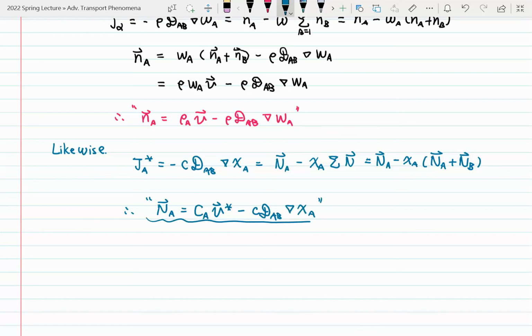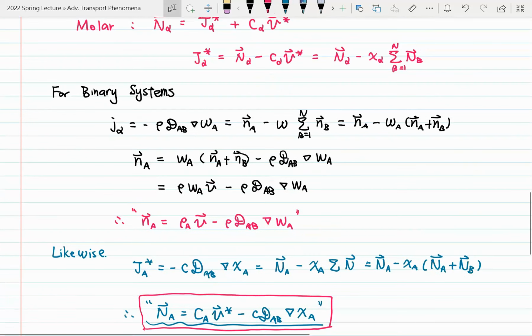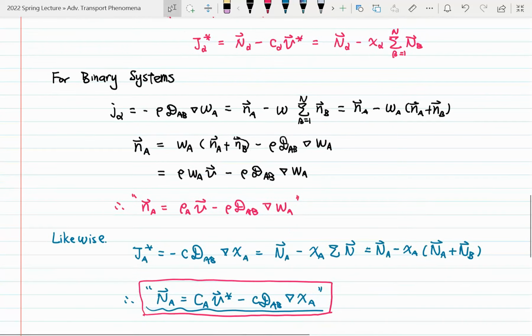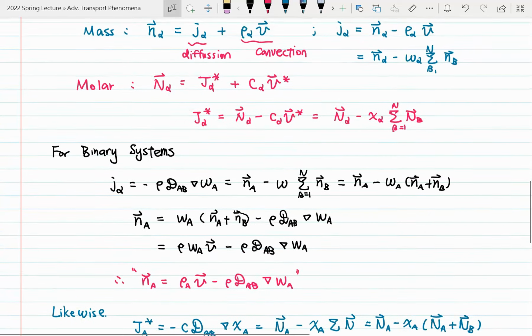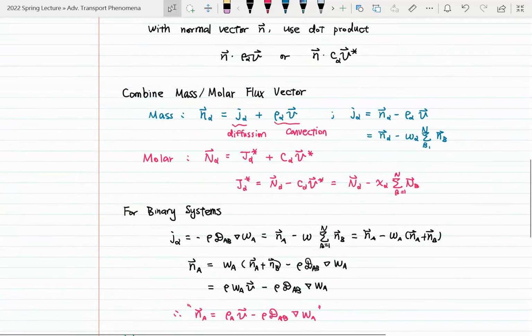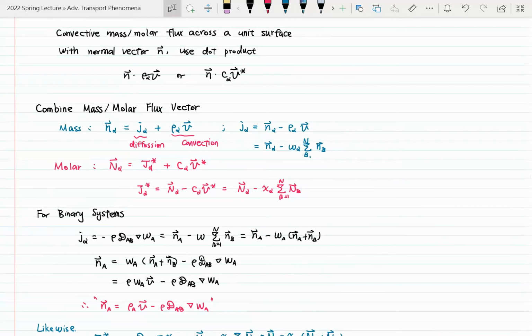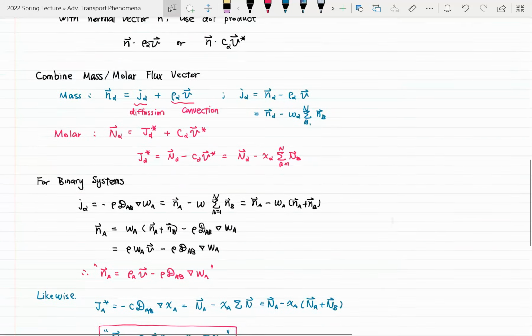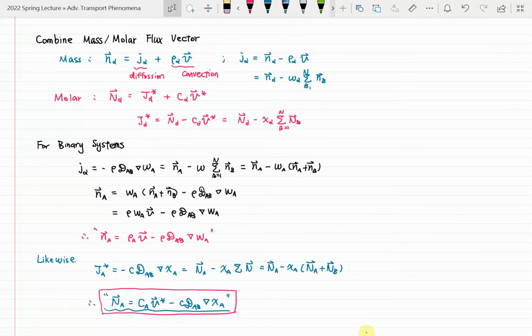So this one is extremely important, okay? Because this is the most useful form of the combined mass flux, or molar flux actually, that we would use as a chemical engineer when we're doing shell balances, right? So let's review this a little bit. Starting from the combined mass or molar flux vector, you see that for mass transport, the combined flux is basically diffusion and convection added together, and that becomes your combined mass or molar flux.